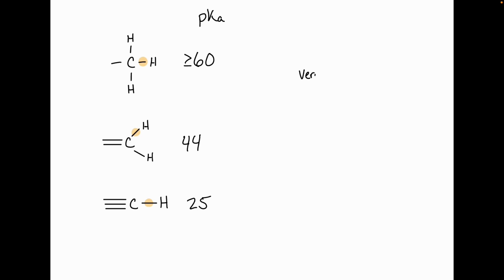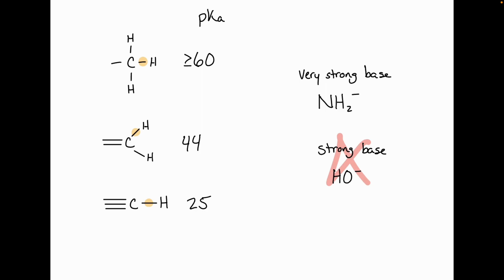So our very strong base that we use is what's called an amide ion, a deprotonated nitrogen. Okay, so not oxygen with a negative charge. This would be a strong base, a hydroxide ion. Okay, but that's not quite strong enough. An amide ion is.